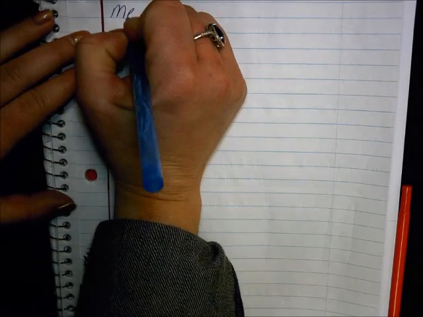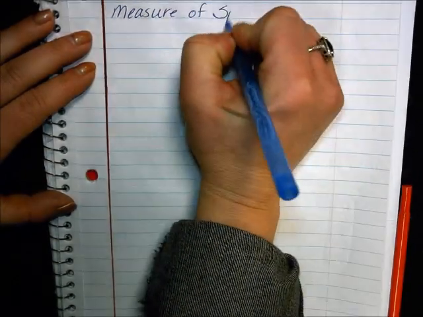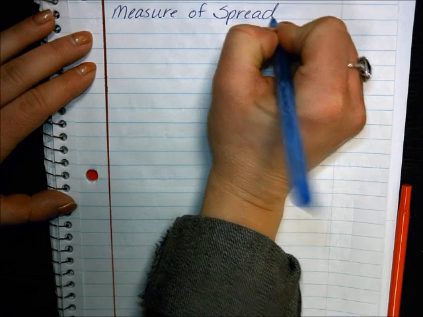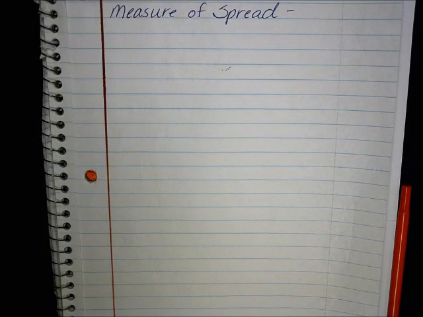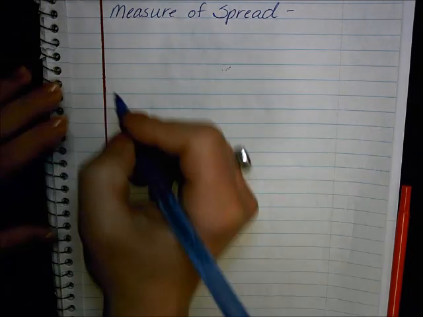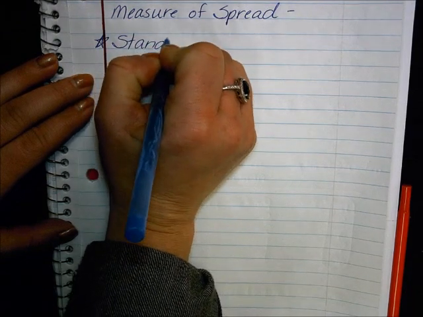Today, we're actually going to learn one more measure of spread. And then we can use this measure of spread to help us describe data. So just like the range and interquartile range, another measure of spread is called standard deviation.